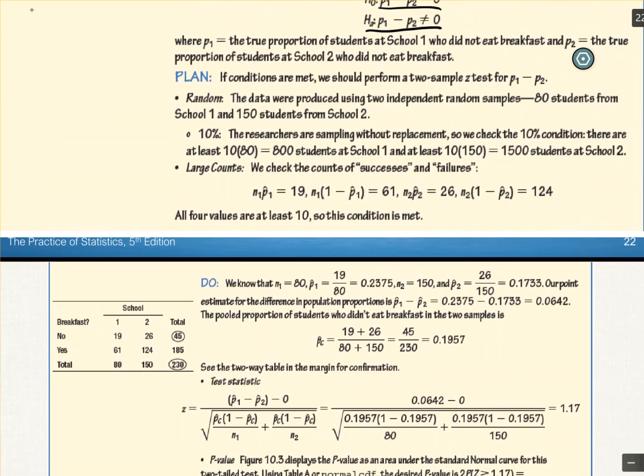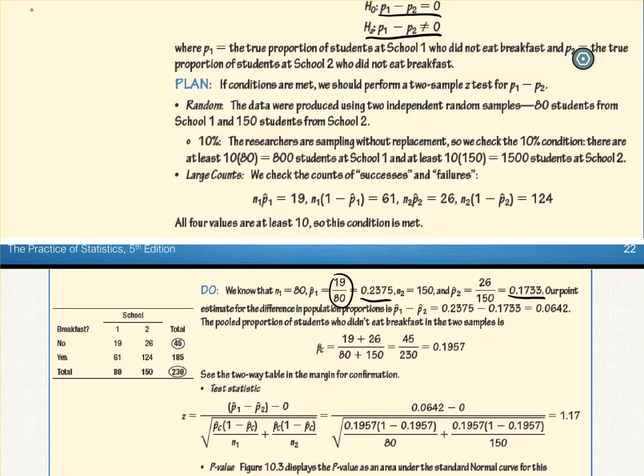All right, so let's go ahead and do the calculation. First off, we need to figure out what the p1 hat and p2 hat are. So 19 out of 80, right? There were 80 in our sample. 19 hadn't had breakfast. So that's our proportion of students that did not have breakfast at School 1. And then 26 out of 150 had not at School 2, so that's our proportion there. So p1 hat minus p2 hat, subtract those two, and I end up with 0.0642.